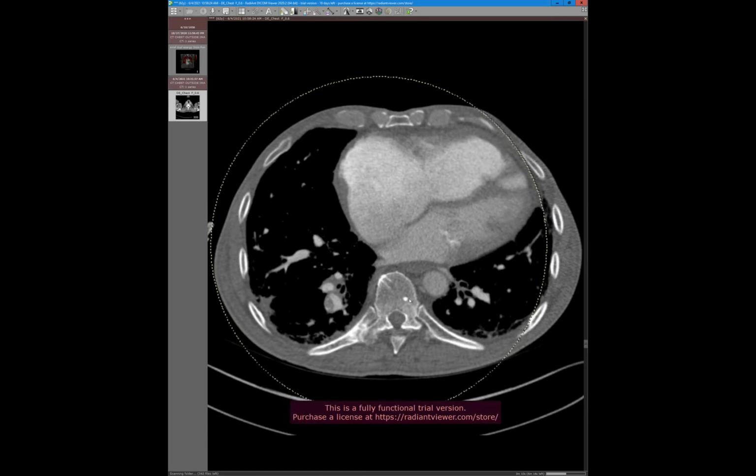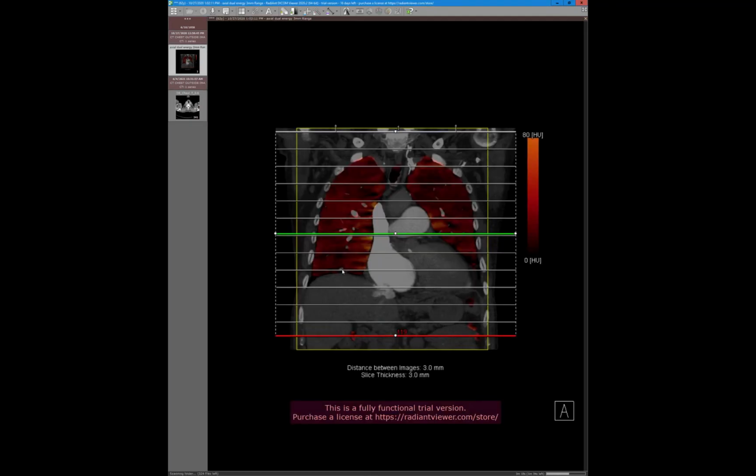Anyways, those are my cases. And if you look at the dual energy scan, there's no areas of, it's not going to load, but there's no areas of abnormal perfusion anywhere.